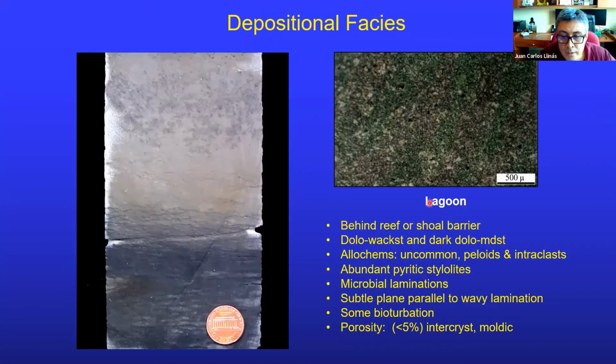Then we have the littoral lagoon, which develops behind the reef or the shoal barriers. It consists of finer sediment, wackestones and mudstones. The allochems are rather uncommon, mostly peloids and intraclasts. It has some microbial laminations, and the most distinctive sedimentary structure is parallel to wavy lamination. Bioturbation is also kind of common. You can see here some examples, and porosity is very, very low, below 5%.